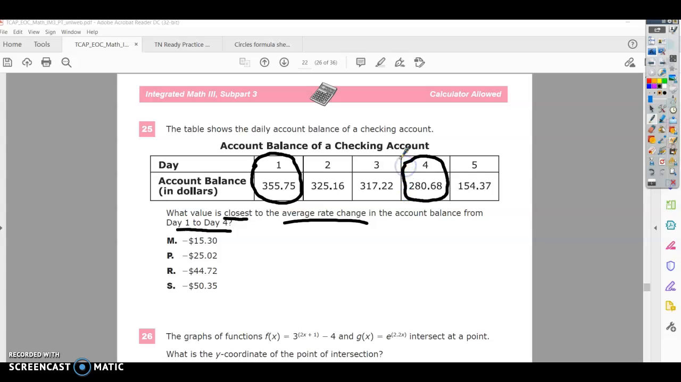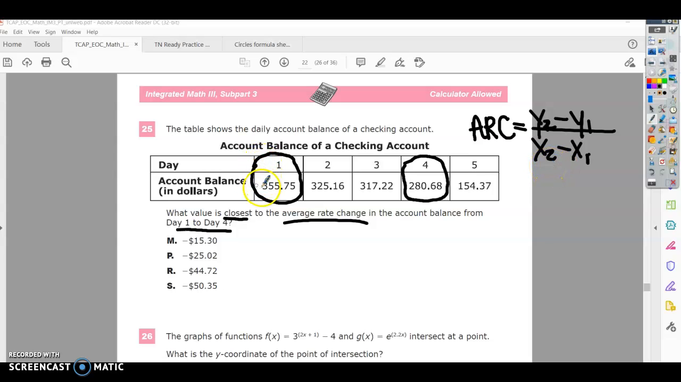All right, so you have to remember what the average rate of change is. Average rate of change is very similar to, or the same thing as, slope. So it's going to be y2 minus y1 over x2 minus x1. It doesn't matter which point you start with as long as you subtract, but I think most of you learn it as y2 minus y1 over x2 minus x1. So we don't change that. That's what we're going to do.